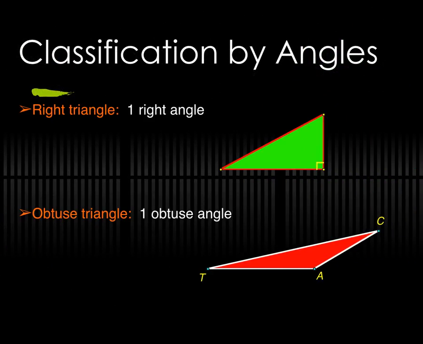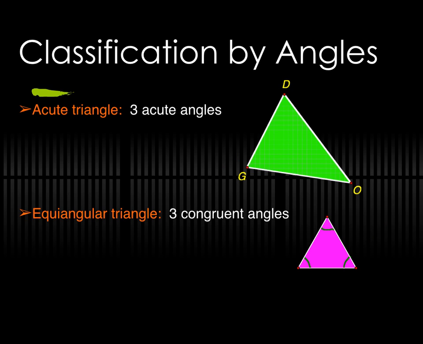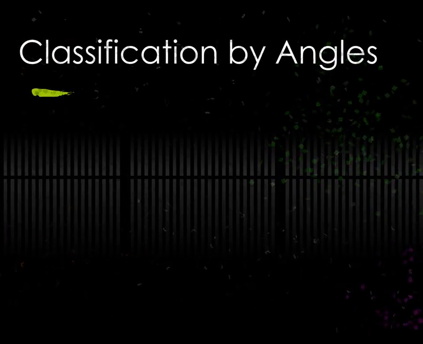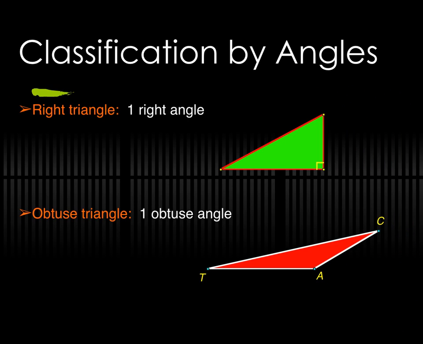Let's go back, in case you didn't get that. Acute is 3 acute angles. Equiangular, 3 congruent angles. Then we've got right triangle and obtuse. You can only have one right angle in a triangle. Hopefully that's obvious. What might not be so obvious is you can only have one obtuse angle in a triangle.